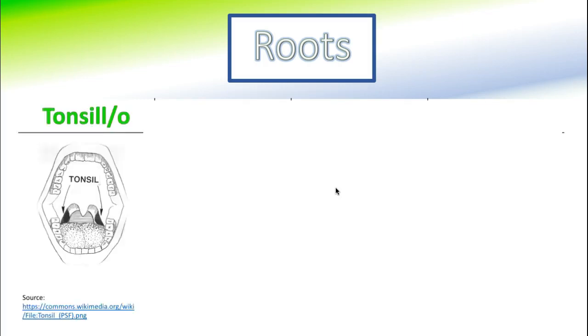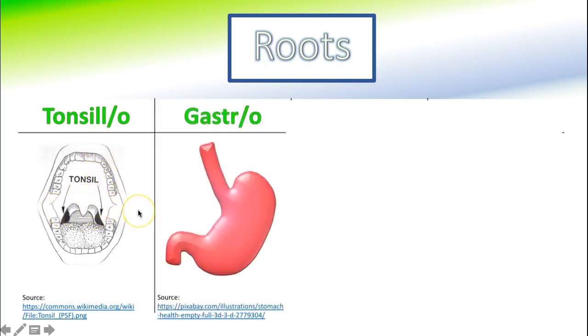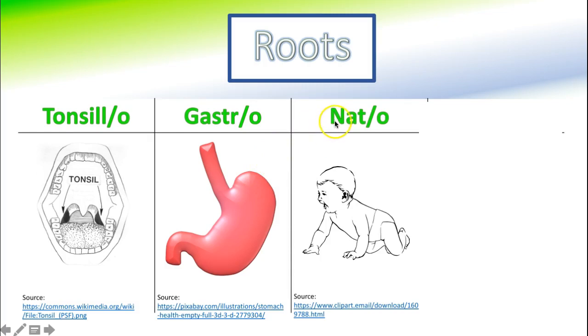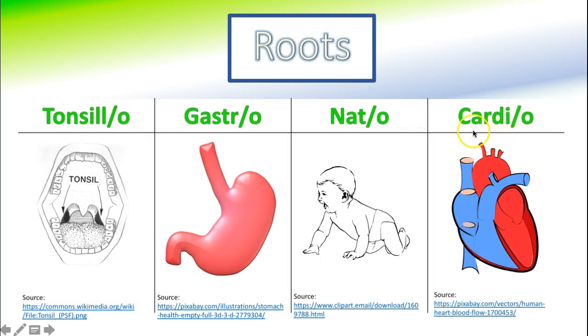Now let's look at roots. One root we will focus on in this lecture is the root tonsil, and this is used for anything related to your tonsils. Another root is gaster, and this is used for anything related to the stomach. We also will look at the root gnat, and this is related to birth, being born, babies. And another root is cardi, and this is related to the heart.